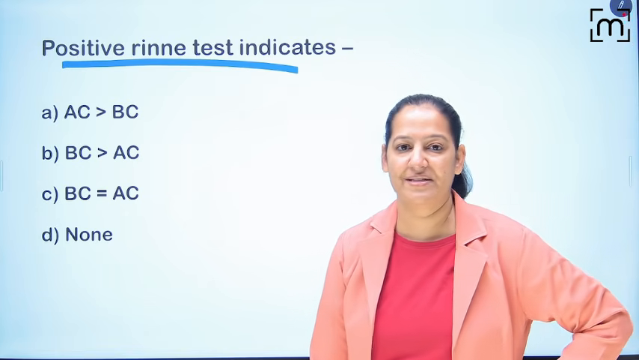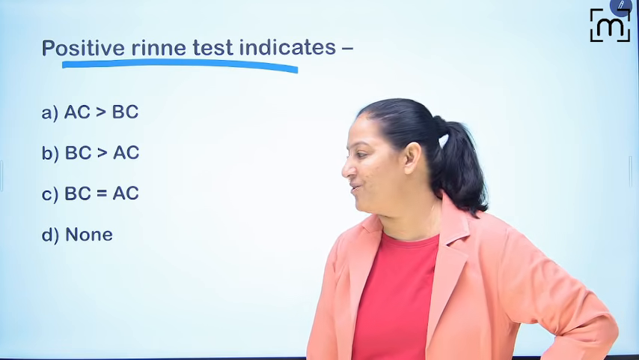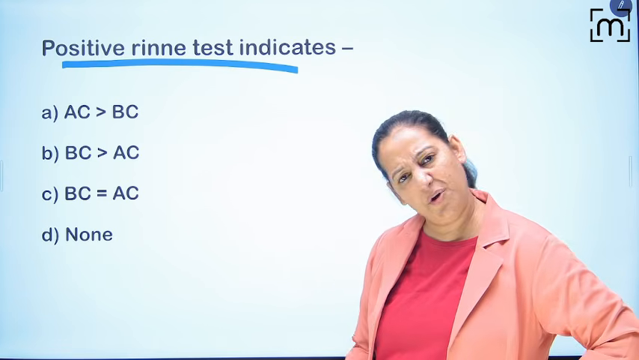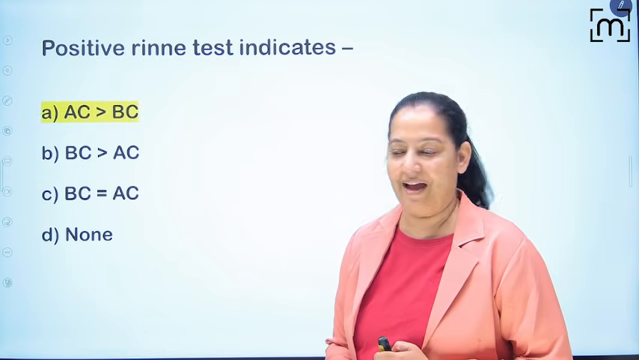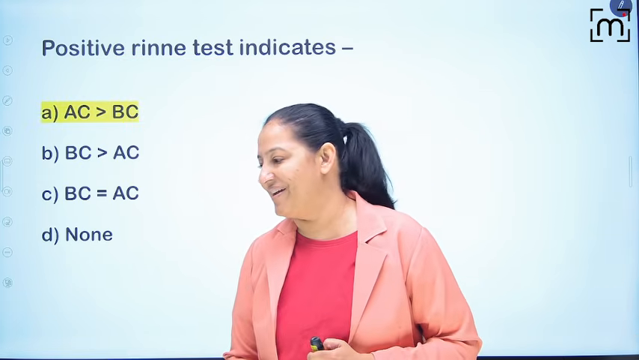Very easy question. What is the correct answer? Please write down fast. Positive Rinne means normal. What happens normally? Normally AC is greater than BC. So the correct answer is A. And most of you are correct. Very good.